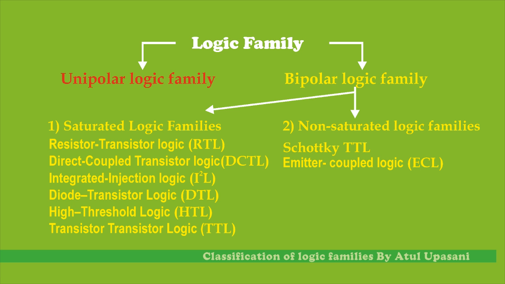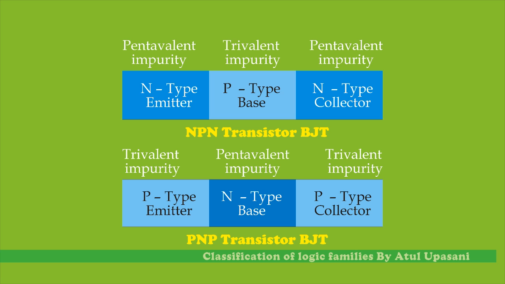Now we will discuss the second type of logic families, that is bipolar logic families. This bipolar logic family mainly uses BJTs. BJTs means, we have already studied in 11th about the transistor and types of transistor, in which we have studied the bipolar junction transistor. Bipolar junction transistors have three terminals named emitter, base and collector.